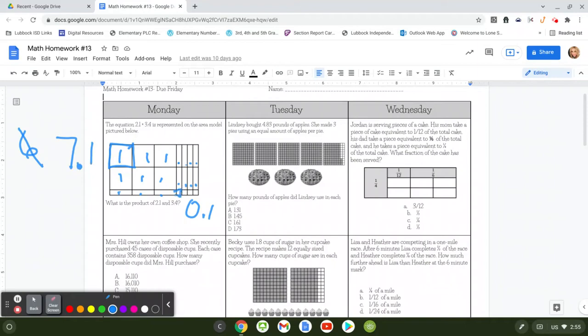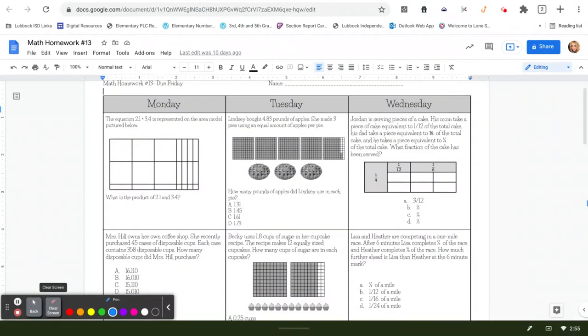And then I know each one of these little squares is a 100th. And we have 1, 2, 3, 4 of those. So you can use the model and you could skip all this other stuff. Or if that does not work for you, you could draw the area model.